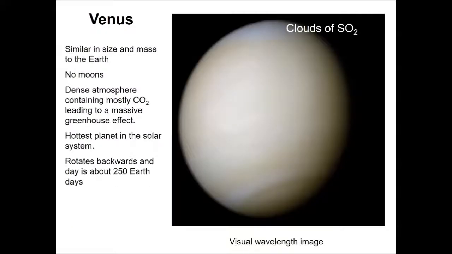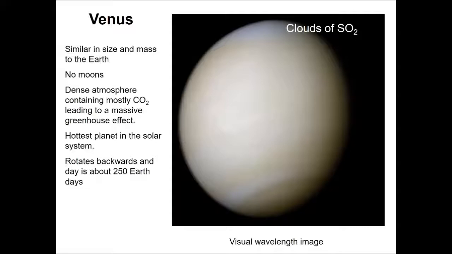Venus. This picture here is a visual wavelength image of Venus. If you see Venus in the sky, this is pretty much what you're seeing here. It's not a typical picture you see of Venus because it's rather bland. Venus has a very thick atmosphere, very thick clouds made up of carbon dioxide and sulfur dioxide, and that gives it an orangish, almost yellowish kind of appearance. And the clouds don't really reveal much.